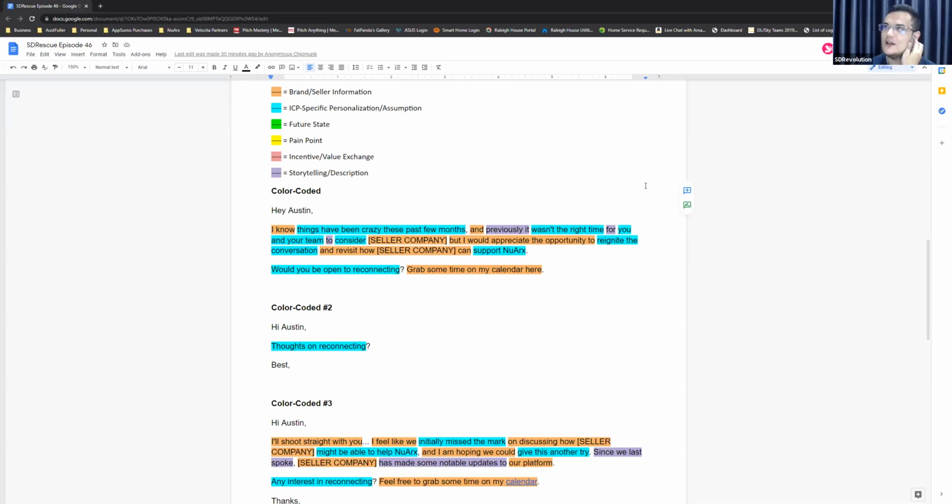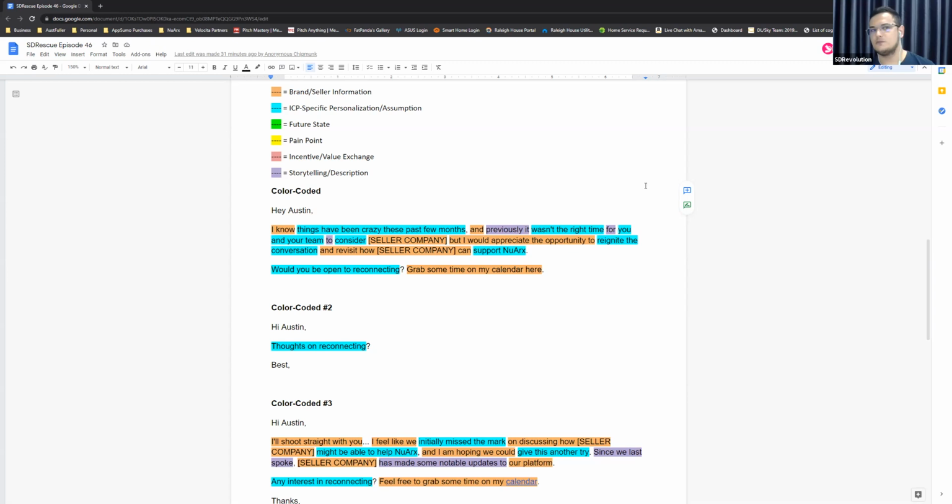the common approaches that salespeople or teams have with re-engagement. And it all goes down to the only three colors that you really see here. The first is talking about your brand, trying to share updates, share information about things maybe the prospect's missing. Two is personalization or assumptions that you're trying to make.